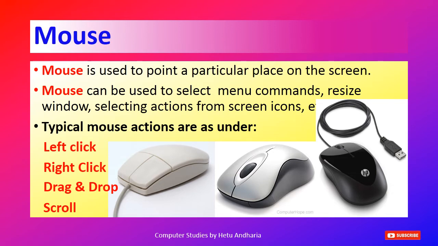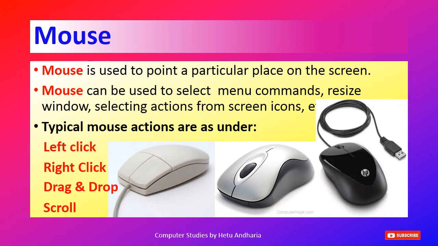Now here I have kept the images of 3 types of mouse. The first one is not having a scroll button, you can see there. So that is the first mouse which was invented in the beginning. Then the second one is a wireless mouse and third one is a USB mouse.